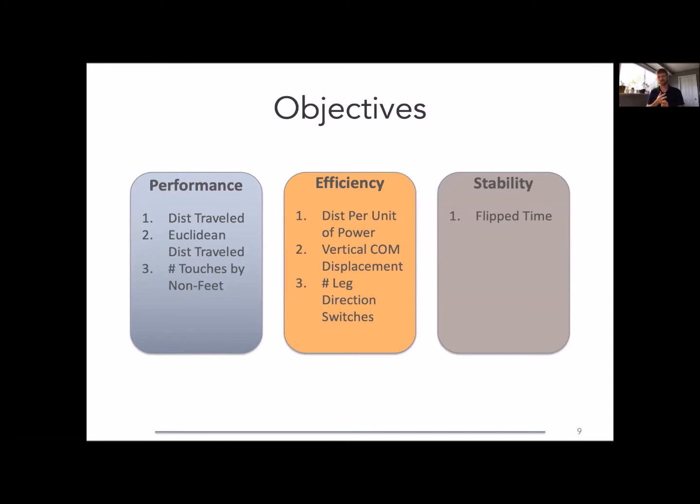We have the vertical center of mass displacement, which is an objective borrowed from biological observations. So animals tend to not bounce up and down during locomotion because that's a lot of energy to move your center of mass up and down. They try to keep it as stable as possible.